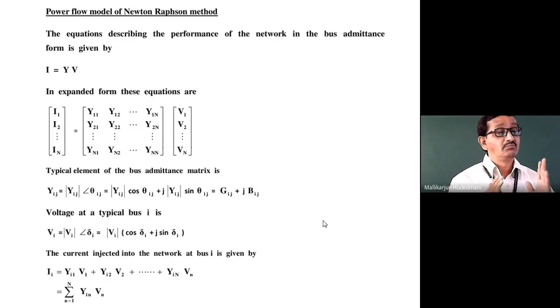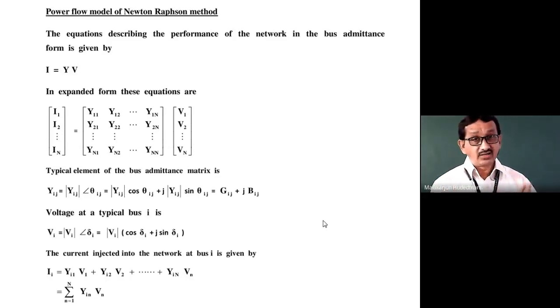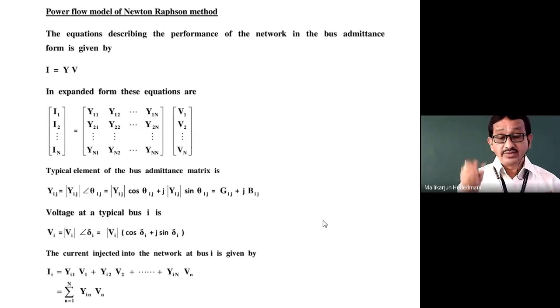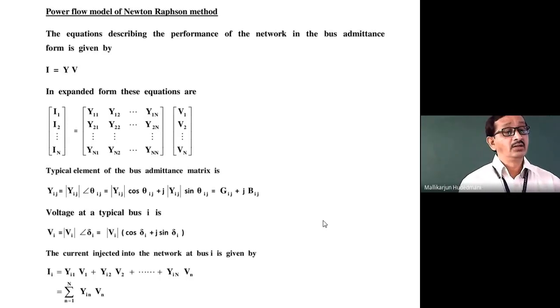Yes, the bus current vector I is equal to the admittance matrix of the system into the voltage vector of the system. If I split them, I'll be able to get n independent equations. So for bus current I1, I can definitely get I1 equal to Y11 V1 plus Y12 V2 plus up to Y1n Vn, etc.